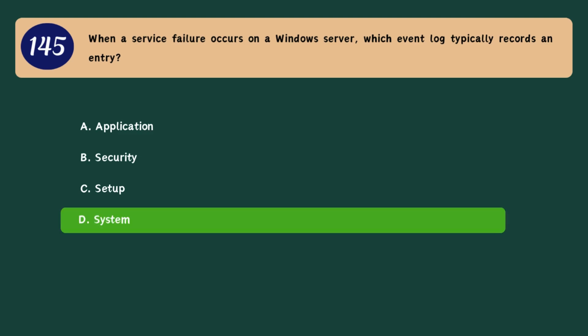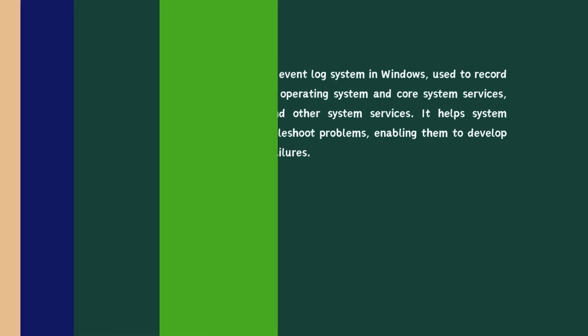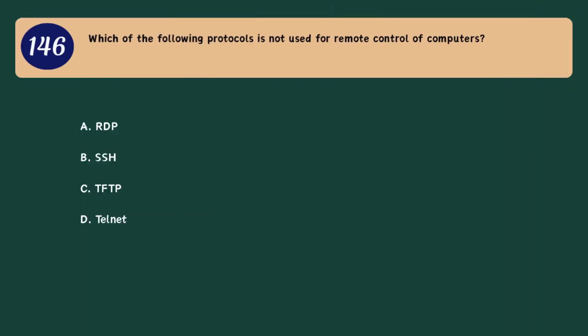Correct answer: D. System. System Event Log is a component of the event log system in Windows, used to record events related to the operation of the operating system and core system services, such as hardware, device drivers, and other system services. It helps system administrators analyze issues and troubleshoot problems, enabling them to develop solutions for system-related errors or failures.